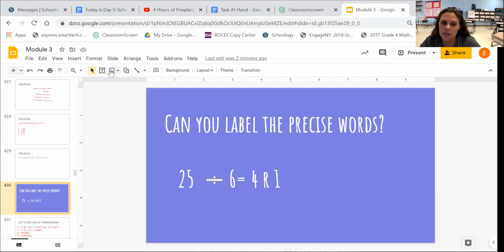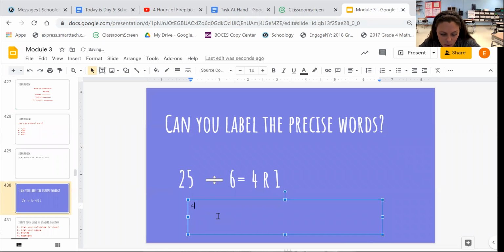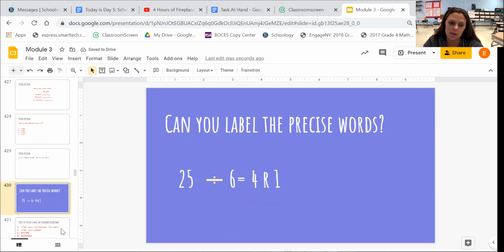Remember we talked about that inverse operation and how we could double check our work. So we learned that we would take our quotient, multiply it by our divisor, and add any remainders. So we would add our remainder. And if we were correct, it would equal our dividend. So 4 times 6 is 24. 24 plus 1 equals 25. So it does equal our dividend, which means 4 remainder 1 is correct. We used our inverse operation to double check.